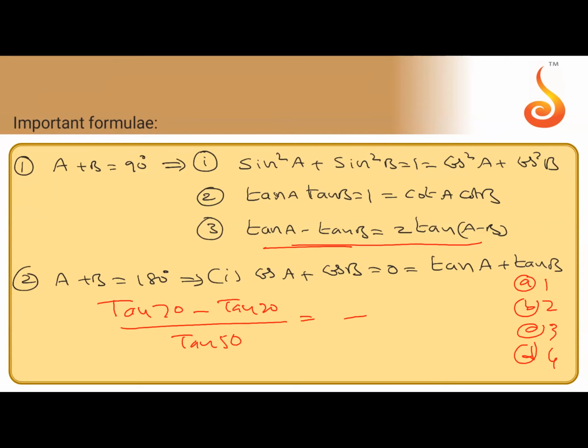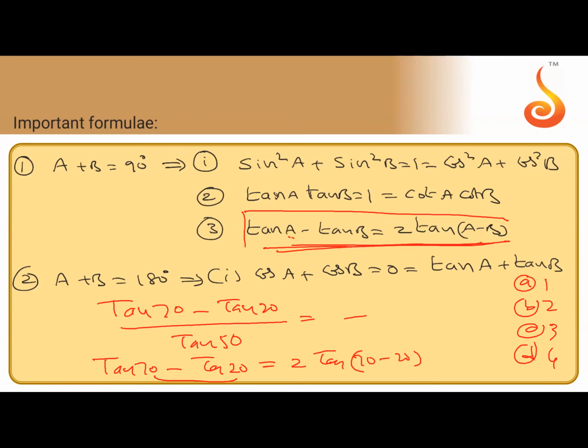Look at this property. Tan A minus tan B, with A plus B equal to 90, equals 2 times tan A minus B. Using this property, A equal to 70, B equal to 20. But the sum of angles being 90 is required. So according to this property, tan 70 minus tan 20, because the sum of angles is 90, is 2 times tan of 70 minus 20, only under the condition A plus B equals 90. This is 2 tan 50. Now we divide 2 tan 50 by tan 50. 2 is the answer here.